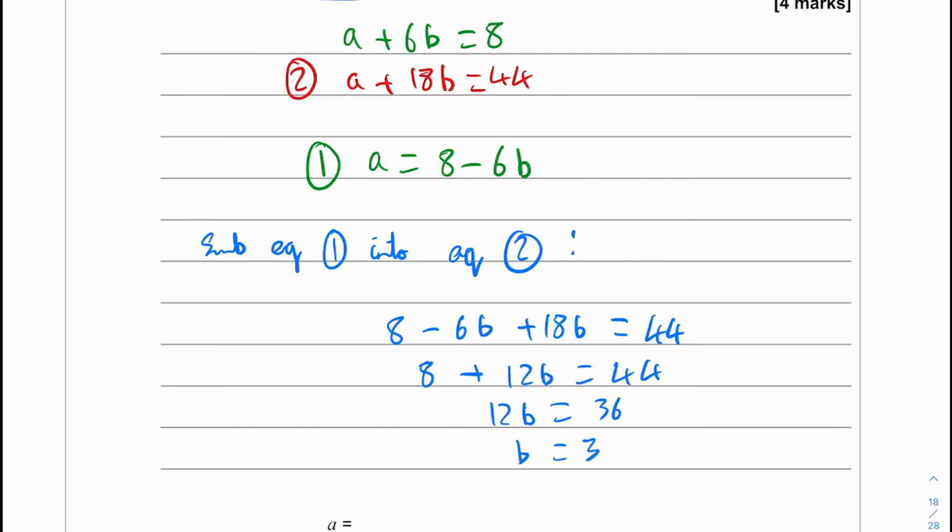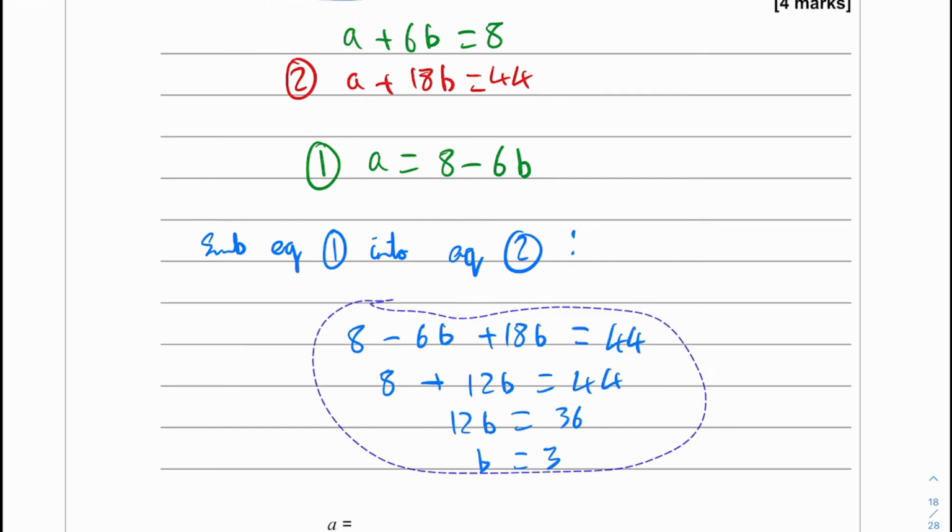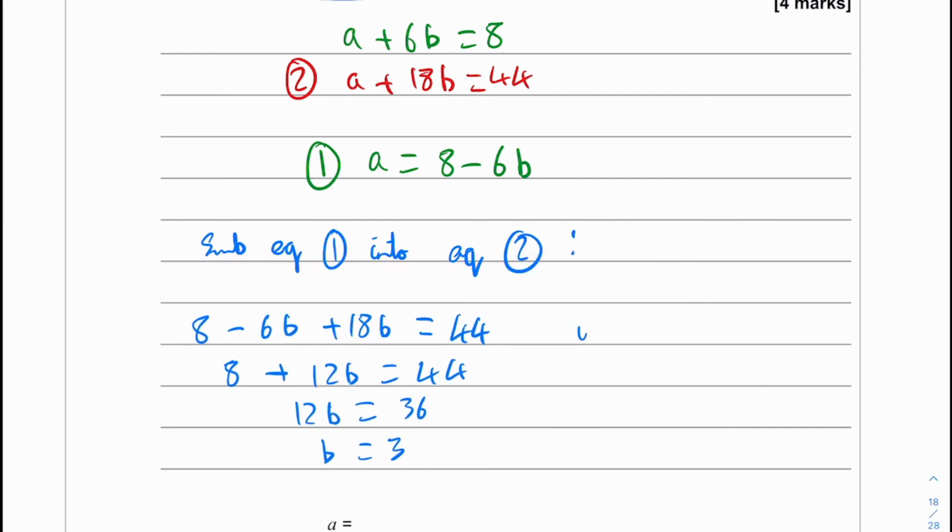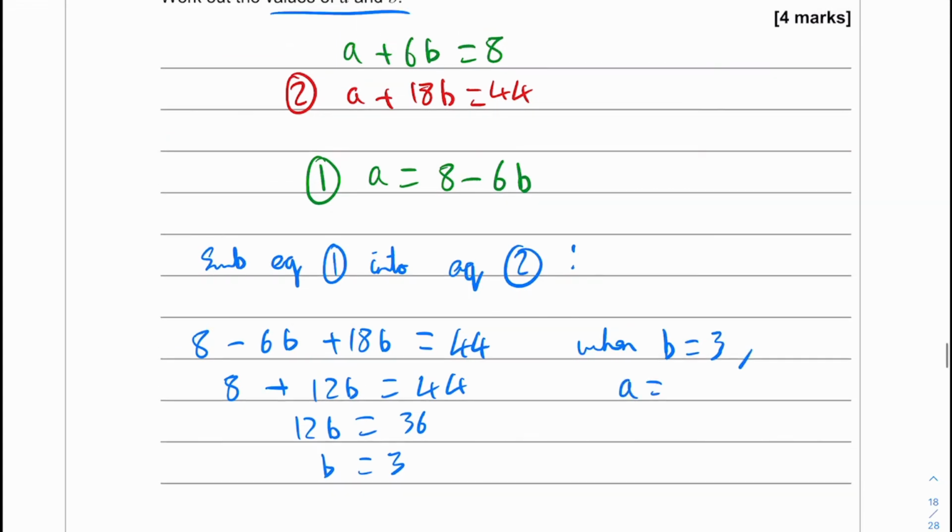And what we can then say, I'll just move all this over, is when B is equal to 3, A is equal to, and if we then use equation 1, we've got A equals 8 minus 6 times B, which is 3. So A is equal to 8 minus 18, so A is equal to minus 10.